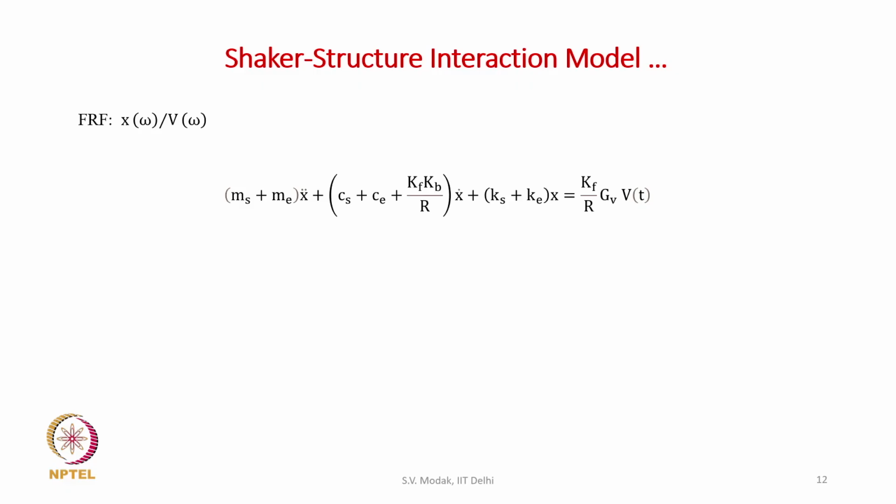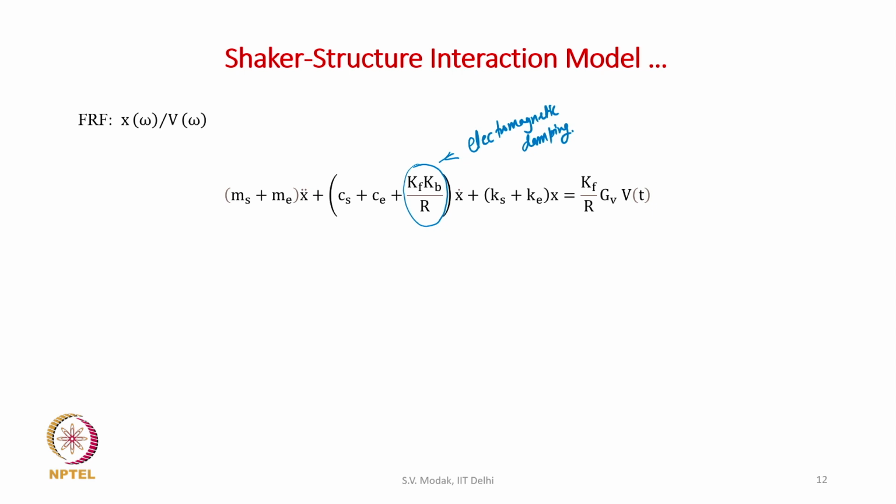So, we can obtain this equation by combining the equations we wrote on the previous slide. In this equation we have the voltage as the input appearing on the right hand side. Kf upon R into Gv is the constant, and on the left hand side we have an additional damping term, Kf into Kb upon R. This term appears in the damping part, and therefore it acts like damping. So this term is called electromagnetic damping. So, this is the equation we get.